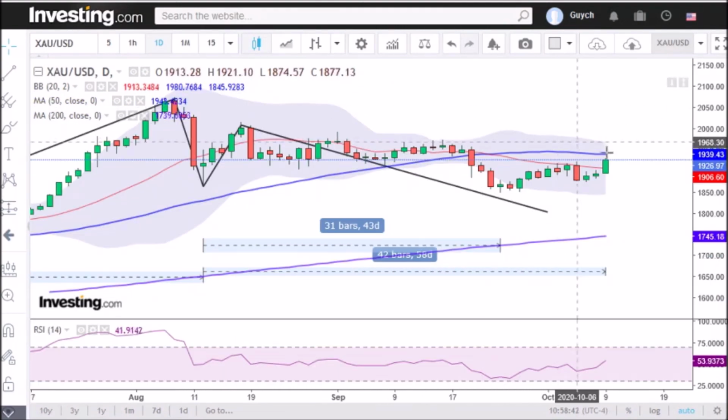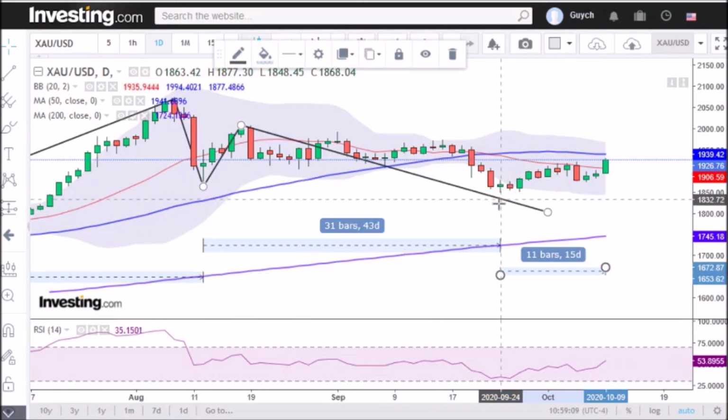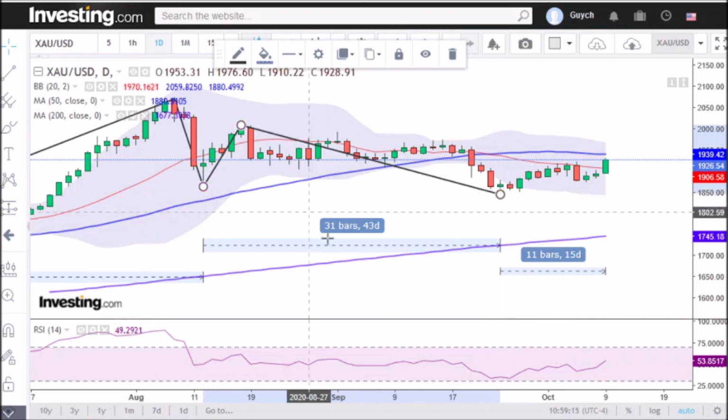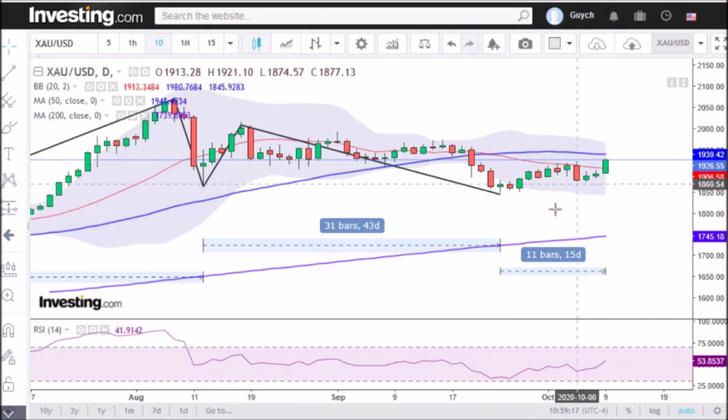And what it means is that we potentially might have a couple of weeks of stronger gold ahead of us as well. What that means is that the short-term daily cycle on gold did probably start anew back on the 24th of September, giving us the previous cycle that lasted for 43 days, and we are now 15 days into the new short-term daily cycle on gold.